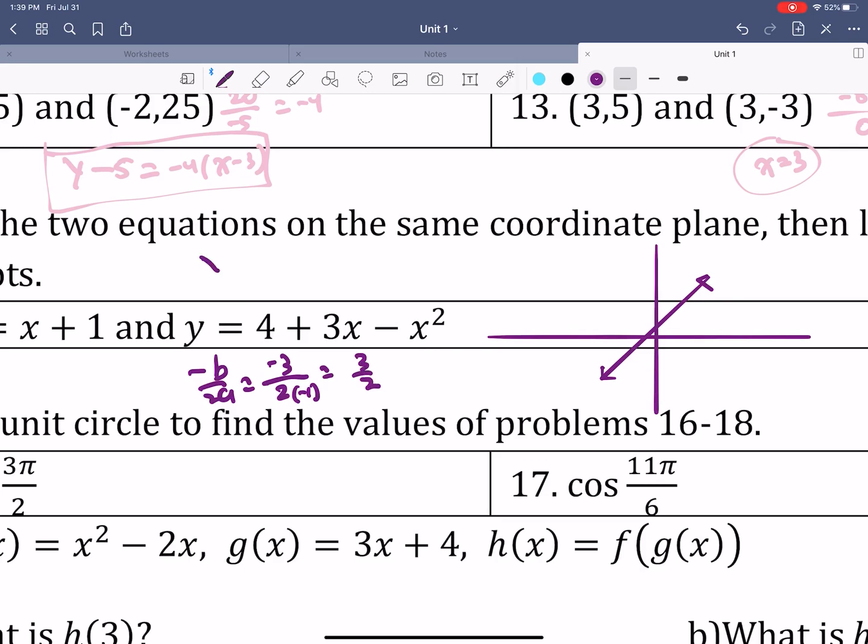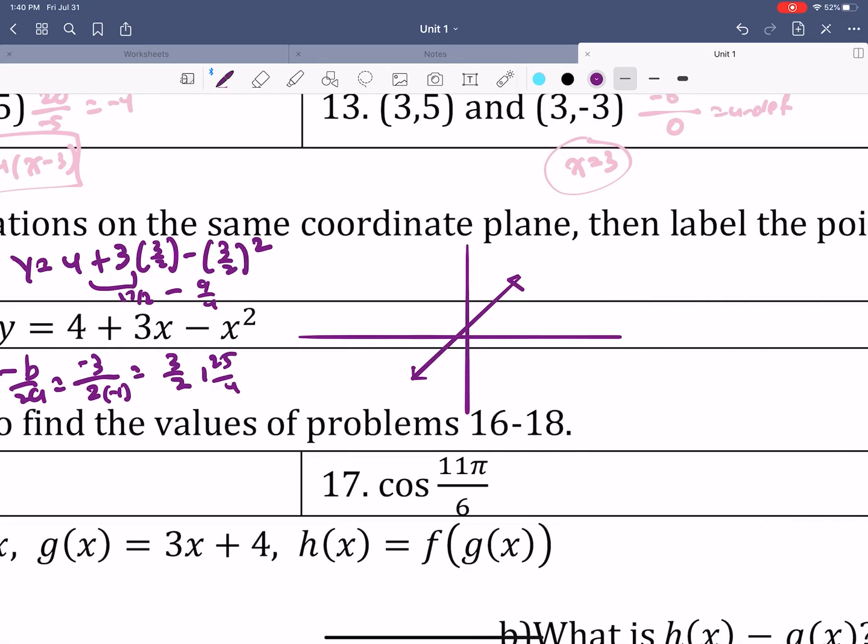Let's find the y coordinate. Oh, we got to plug this in. Okay, wrote it out. 4. Okay, so 3 times 3 over 2 is 9 over 2. Add that to 4. That's going to be 17 over 2. And we have to subtract that by 9 over 4. Oh, LCD is 4 now. So it's 34 over 4 minus 9 over 4. 34 minus 9. Yeah, it's taking me this long. It's 25 over 4. So you have 25 over 4 as your y coordinate, which is about 6-ish.